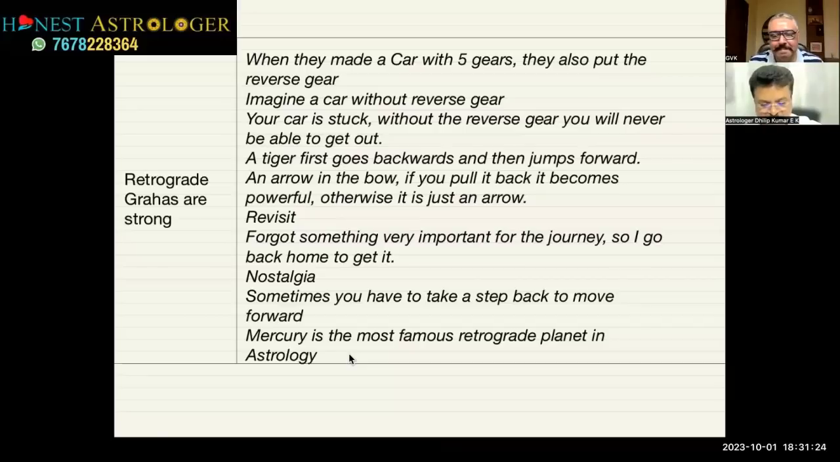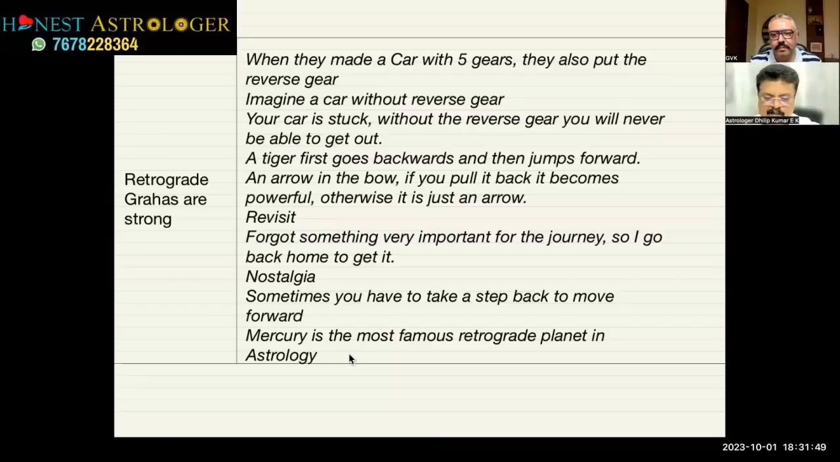Another thing very interesting for me was this: I forgot something very important for the journey, so I go back to get it. I forgot my wallet. I forgot my passport. And then I go back to the house and take it and then come back. So if you want to move forward, you can't move forward until you go backwards. So there will be something matching up with our karma.